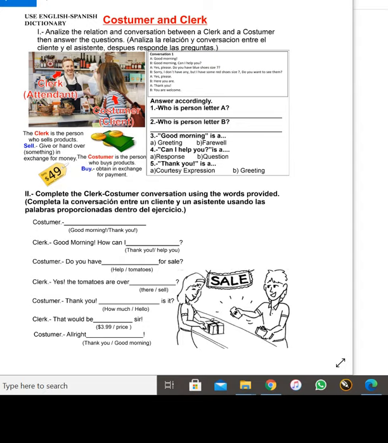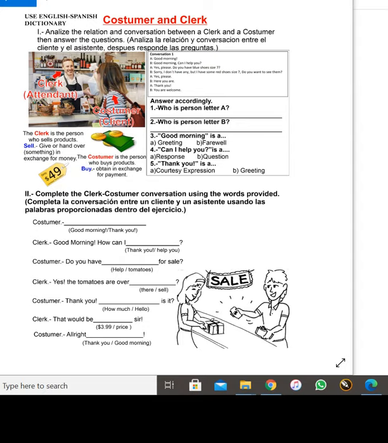Now, the clerk is the person who provides the product that you buy. That means that the clerk is the person who sells products. Okay? Sell and buy. Buy and sell. They're different words. Buy is when you obtain, in exchange for payment, something valuable. All right? And sell is when you give or hand over something in exchange for money.